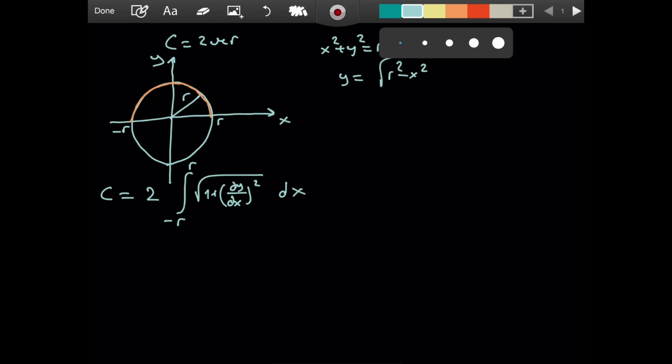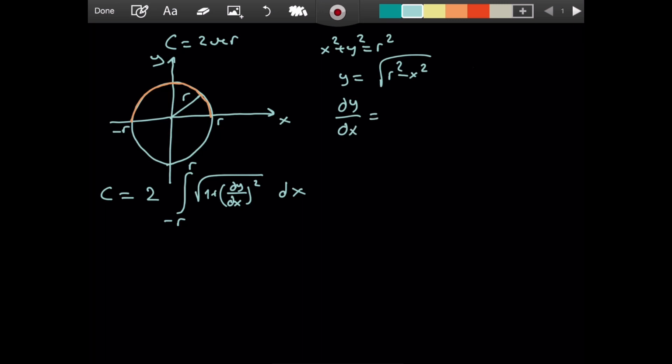Now comes the part where we take the derivative, because we have it here and we need to substitute for it. I keep messing up the words, guys. Anyways, this is the part where we take the derivative. So dy over dx, what is the derivative of this?